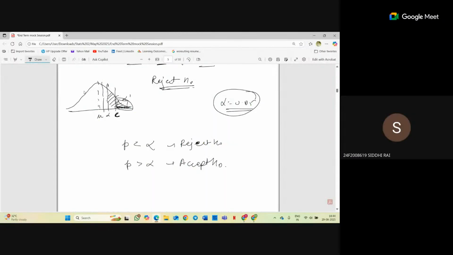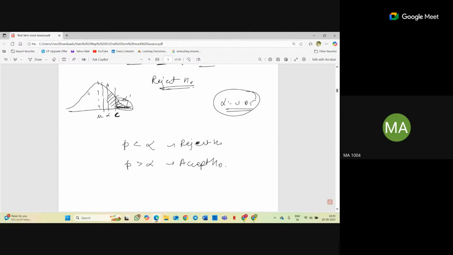Ma'am, when you were giving the solution, whether it's a right-tailed or a left-tailed test, you were right, but right now, while writing this concept, you got confused, I guess. See, the main thing, if we go by the theory, is that P is the lowest significance value. So if my P is less than the significance value, I would be rejecting H0.